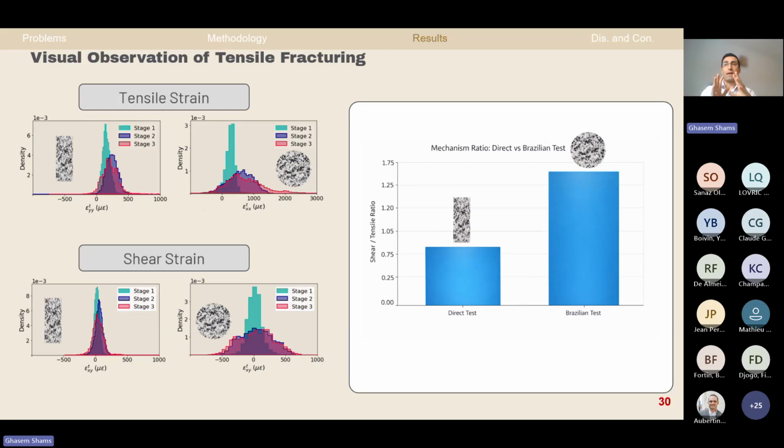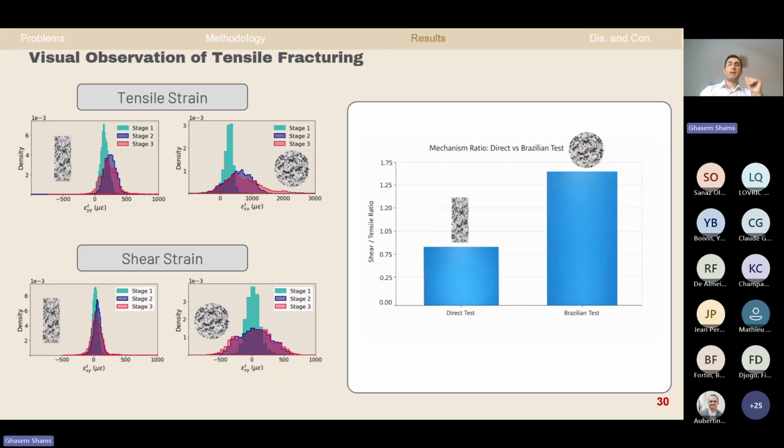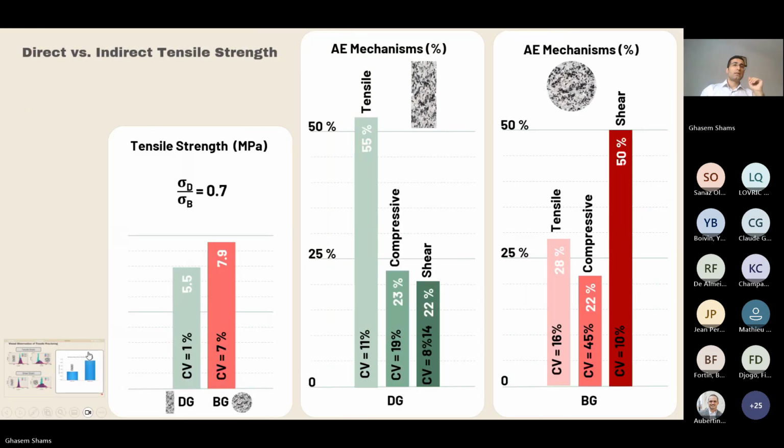Therefore, from the DIC results, we could confirm what we obtained from the AE data. The direct tensile test is tensile microcrack and tensile strain dominated, but Brazilian tests are shear microcrack dominated, or shear strain dominated, or shear deformation dominated. We see here again, this is the result of DIC, and these are the results of microcracks from acoustic emission.